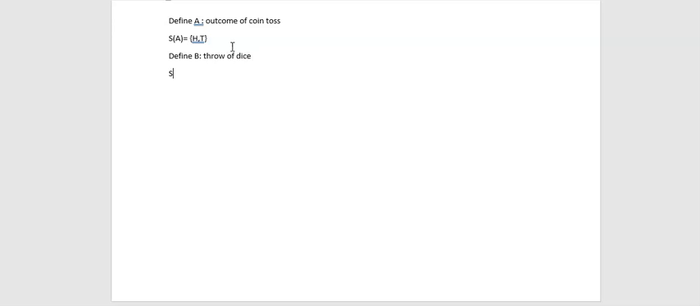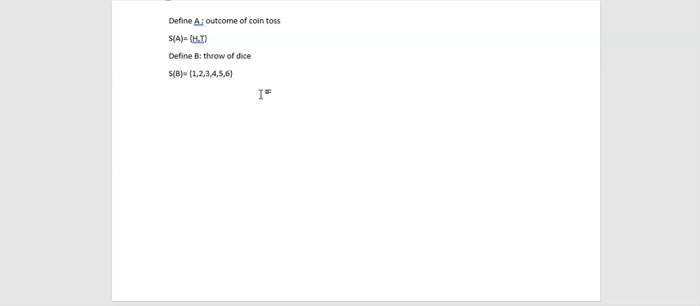Similarly, another example is, let's define another event B as the throw of a dice. Now the sample space for this new event that we just defined is going to be 1, 2, 3, 4, 5, and 6, all the possible outcomes of the throw of a dice. That's how we define a random event and its corresponding sample space in probability.